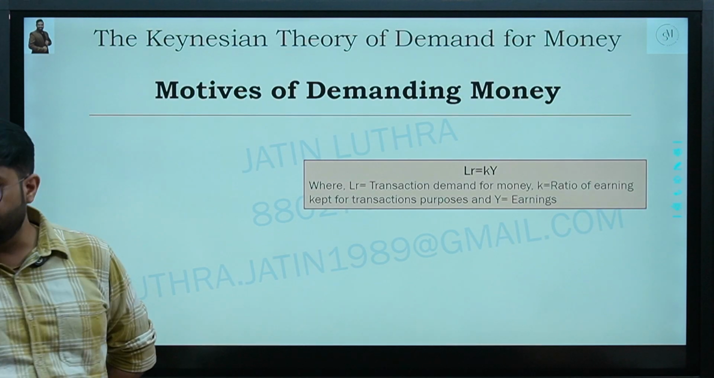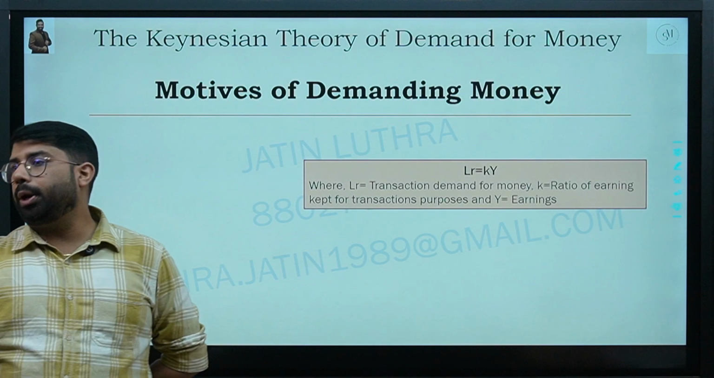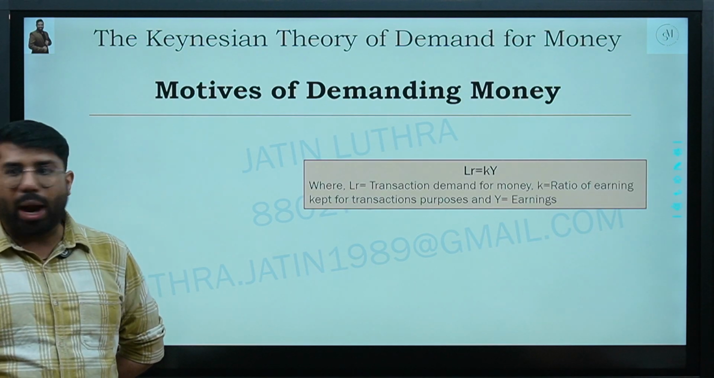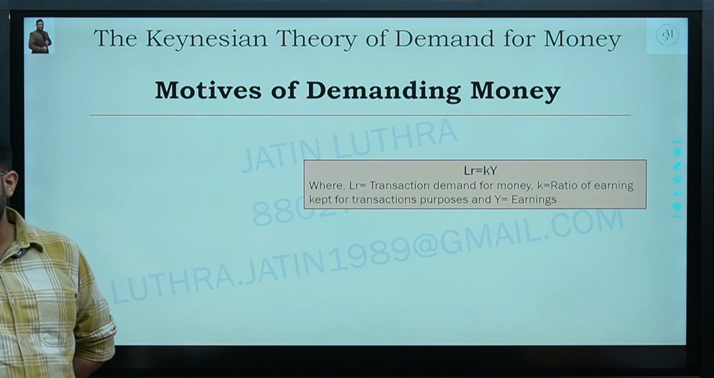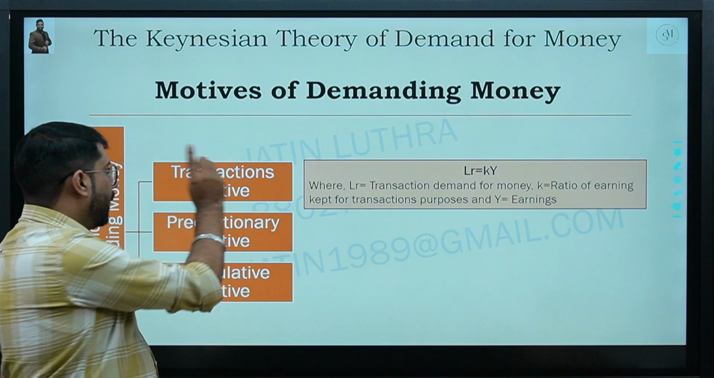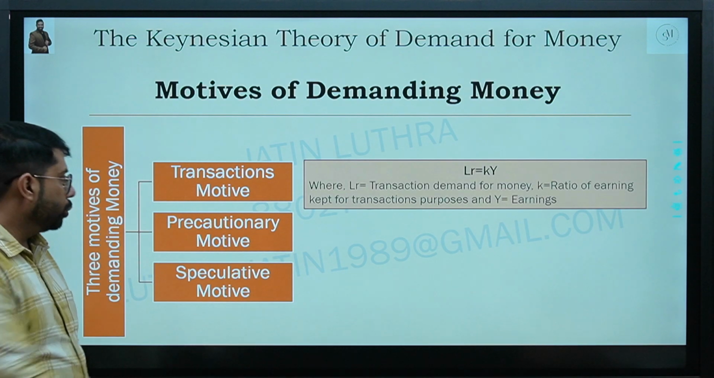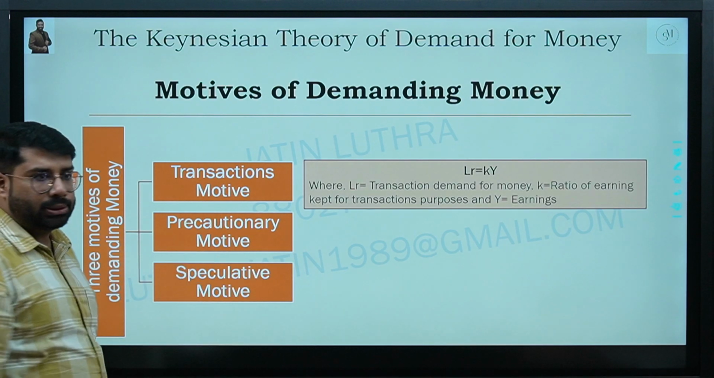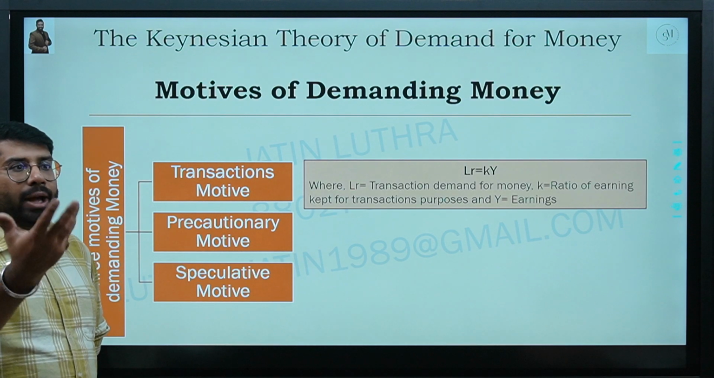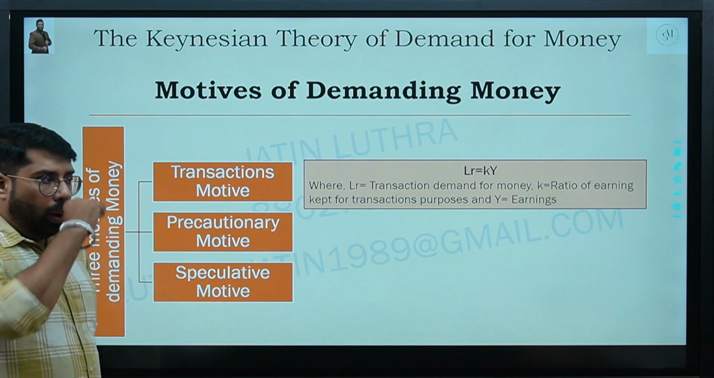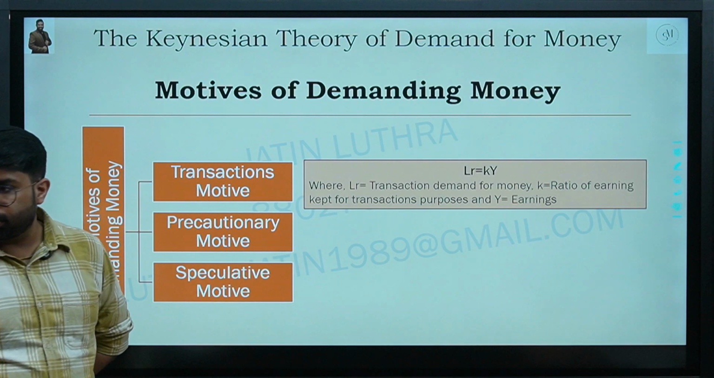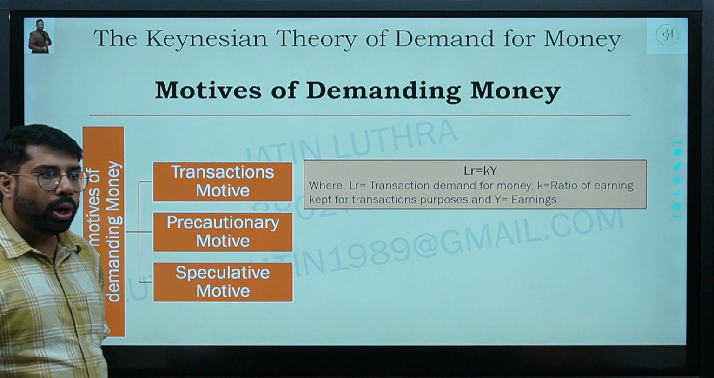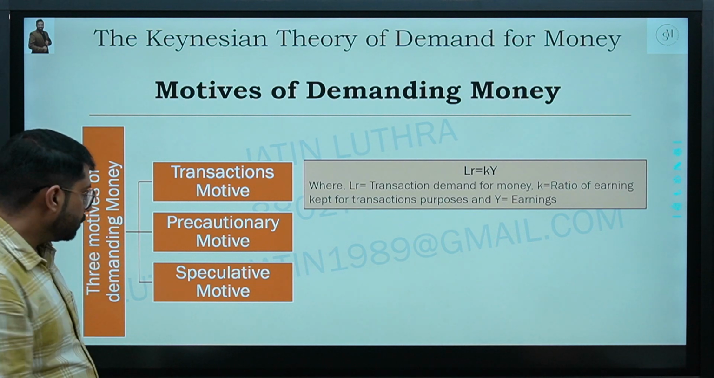Now, the motives of demanding money. It is a part of the Keynes theory. Why do we demand money? The three motives of demanding money: transactions motive, precautionary motive, and speculative motive. Transaction motive says to buy goods and services, to do the transactions. Are you clear?